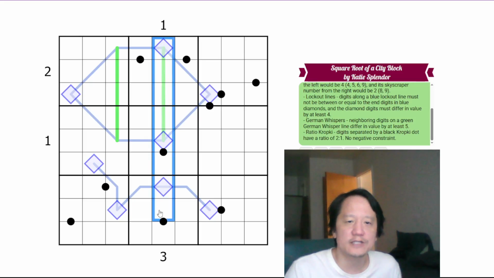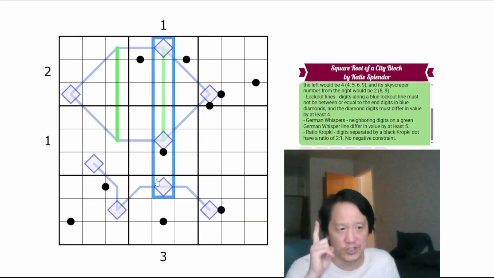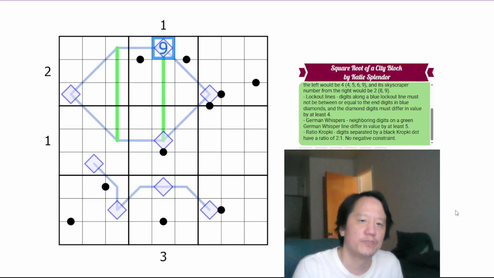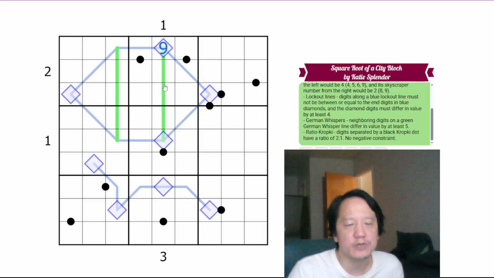Okay, for a skyscraper clue that sees only one skyscraper, it must just see the 9. So this must be 9 here. This digit must be between... this also has to be 9 for the same reasoning.